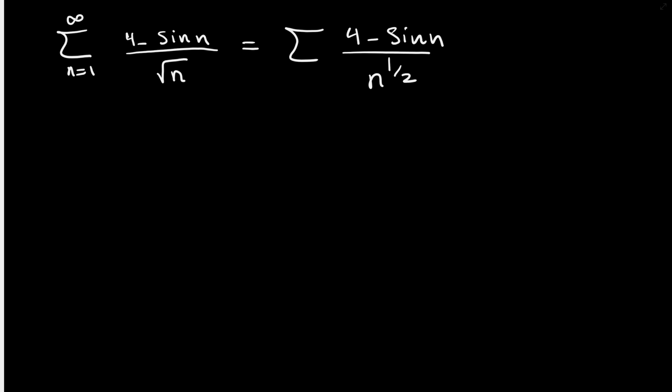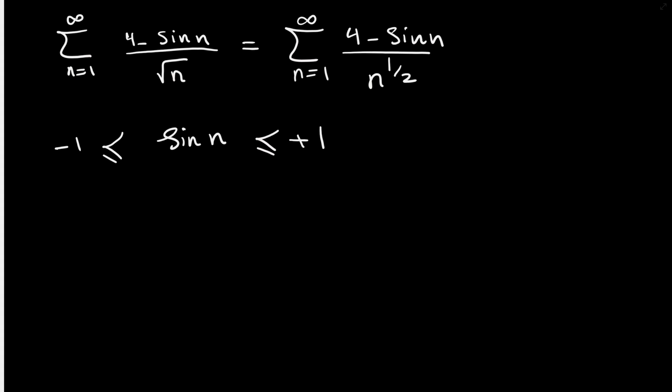So how can I work with it? Maybe I can compare it with a p series, 1 over n to the power 1 half. But instead of 4 in the numerator, we have 4 minus sine of n, and n changes from 1 to positive infinity. What do we know about the function sine? We know that the output of sine of n, whatever n is, is always between -1 and +1.